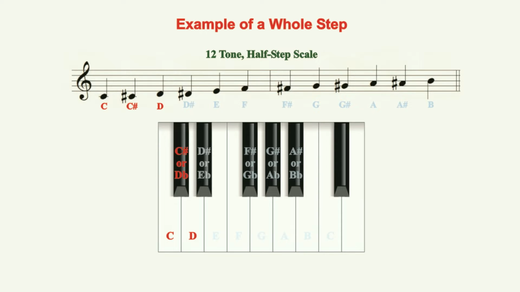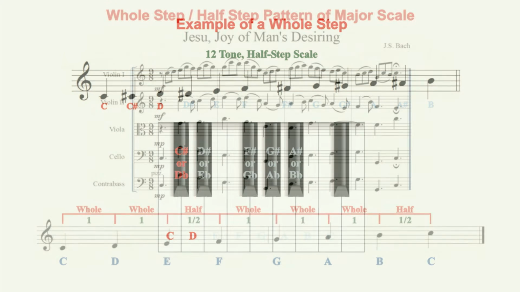On the piano keyboard, a whole step would be viewed as a movement from one white key to the next white key, with the exception of E to F or B to C, or from one black key to the next black key, with the exception of the jump that occurs over E and F or B and C.